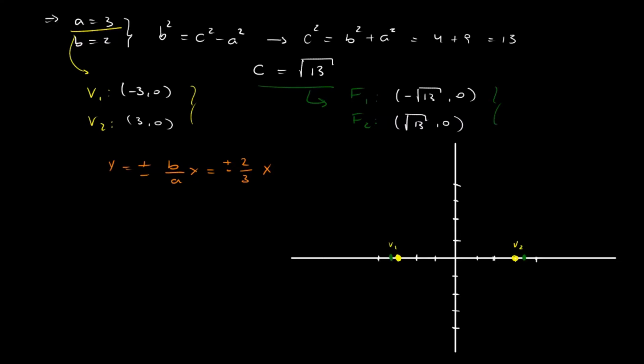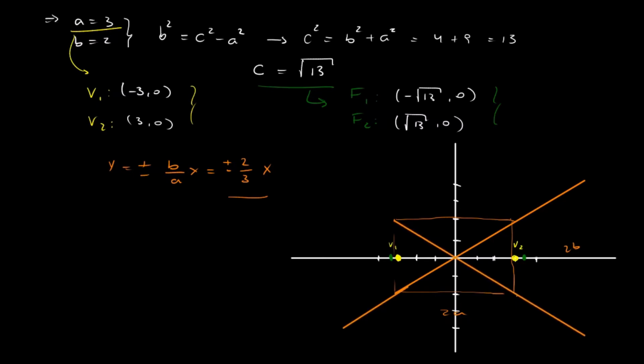And now we have to plot the oblique asymptotes. So starting from the origin, we move 3 units in the x-axis and 2 in the y-axis. The same in the negative side because it's plus or minus. And like this, we got this rectangle of sides 2a and 2b. And with this we can plot the asymptotes. And now we can plot the hyperbola.